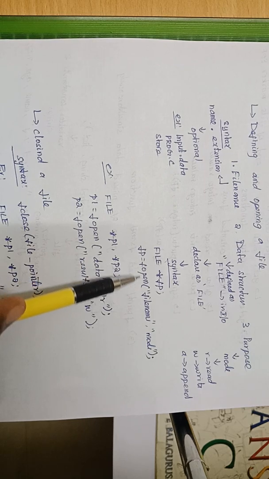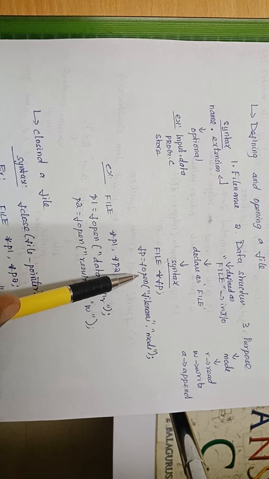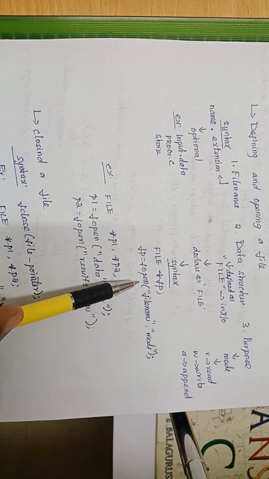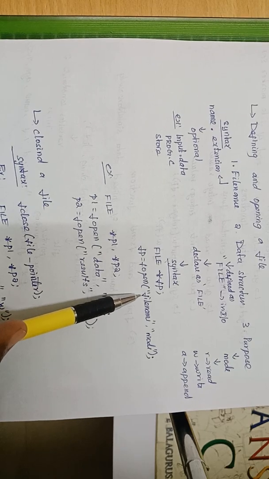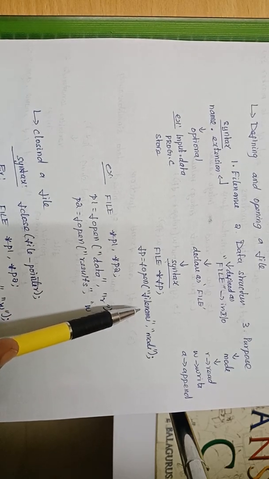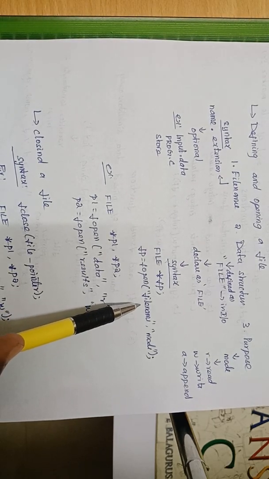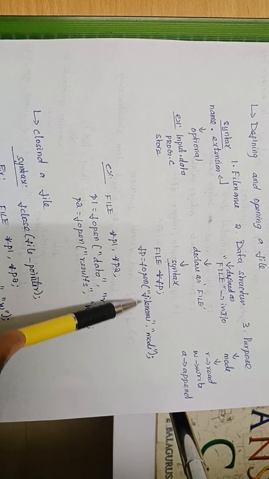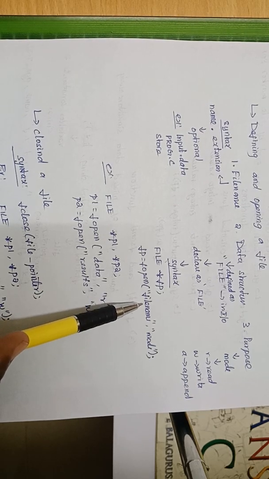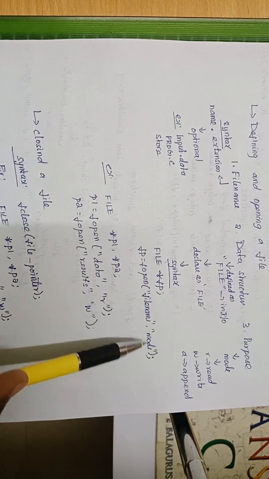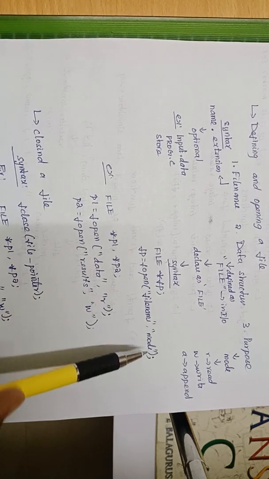Here, what is this? This is the keyword fopen. This keyword is used to open a file. Whenever you want to open a file, use the keyword fopen followed by the name of the file. You have to inform the compiler of the file that has to be opened. The name of the file to be opened is given here. What is the mode? Mode is the purpose.